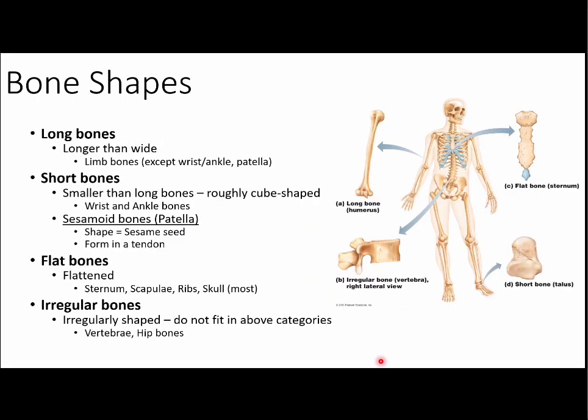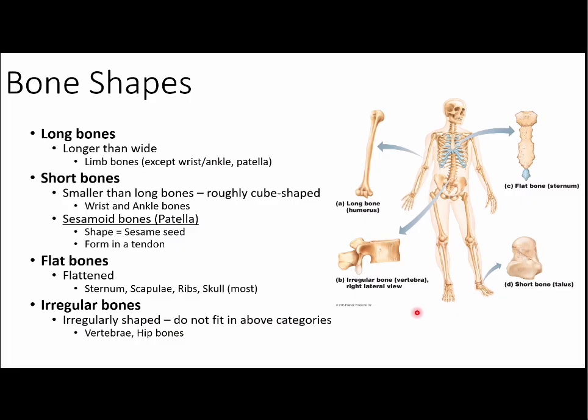Now, bone shapes. We have four main categories of bone shapes that we'll be looking at. We have our long bones. Your long bones are going to be bones that are longer than they are wide. So it's in the name, they are long. These are the bones that make up your limbs. So your arms and your legs are made up of long bones, except for the bones in your wrist and the bones in your ankle and your kneecaps or your patella, right in here, which is still part of your leg, but that's not considered a long bone.